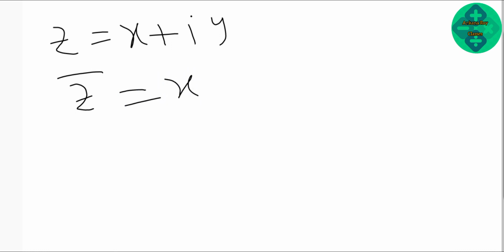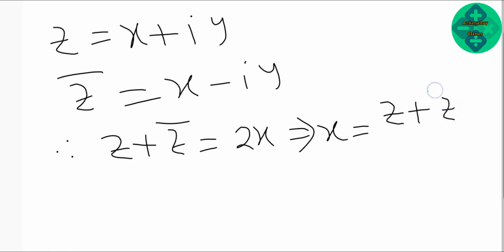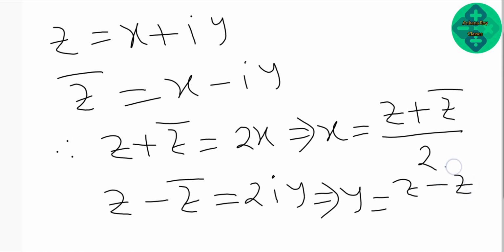Now z is equal to x plus iy, thus z bar is equal to x minus iy. Therefore, z plus z bar is equal to 2x, which implies x is equal to (z plus z bar) divided by 2. Similarly, z minus z bar is equal to 2iy, which implies y is equal to (z minus z bar) divided by 2i.